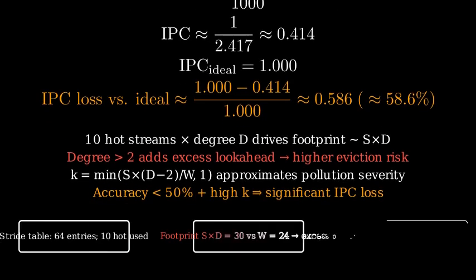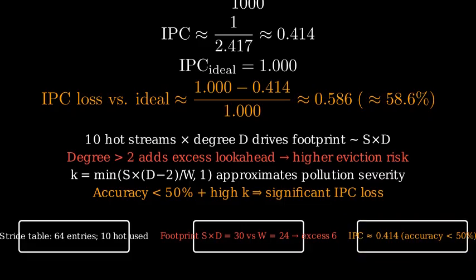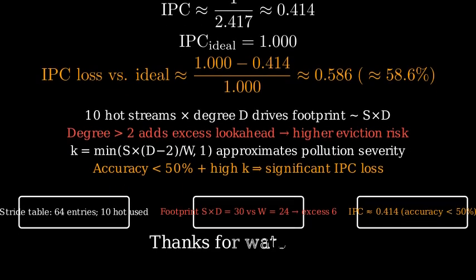Let's summarize visually. Stride table, 64 entries, 10 active. Degree 3 across 10 streams yields a 30-line footprint. Window 24 implies an excess of 6 lines likely to pollute, combined with accuracy under 50%. The useful savings are outweighed by pollution and bandwidth waste, leading to the measured IPC of about 0.414 instead of 1.0. That wraps up our evaluation.